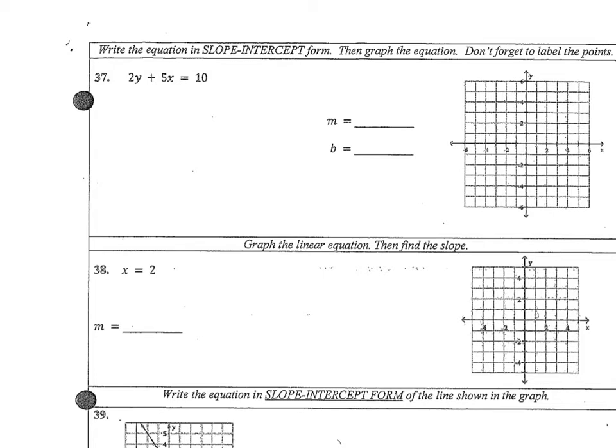On number 37, you need to write this in slope-intercept. Y equals mx plus b. I don't want to write that there. You want it to look like this. They want you to identify the m and the b, and then graph it over on the right. But first, move some people around. Okay? And then make sure you finish solving and getting y by himself.